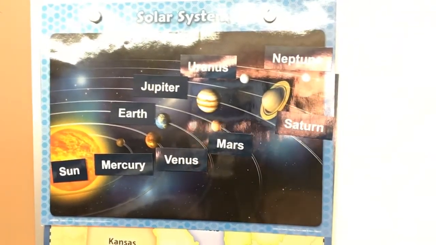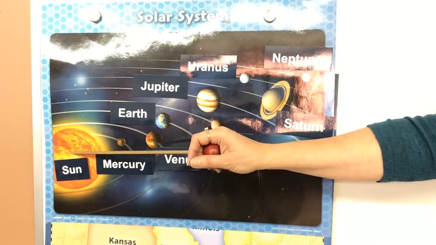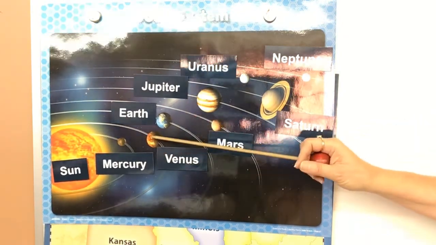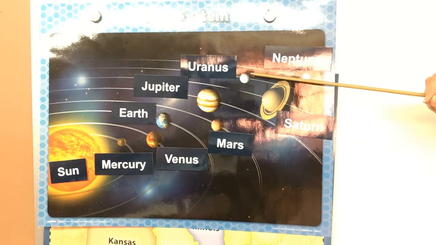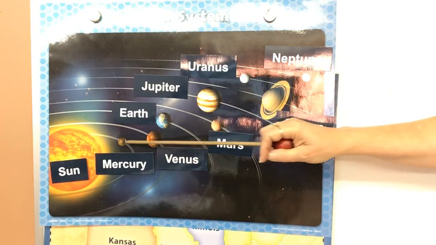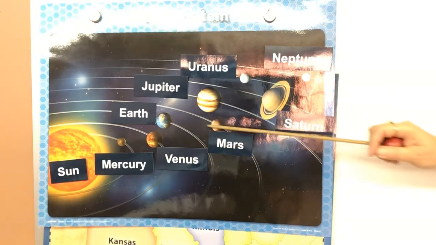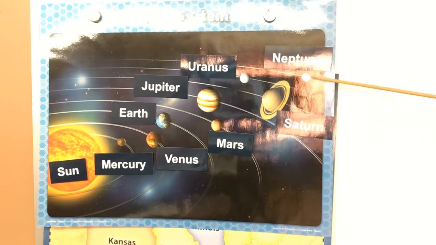Day for science. Let's start by reviewing the solar system chart. So eyes up here. Sun, Mercury, Venus, Earth, Mars, Jupiter, Saturn, Uranus, Neptune. One more time. Sun, Mercury, Venus, Earth, Mars, Jupiter, Saturn, Uranus, Neptune.